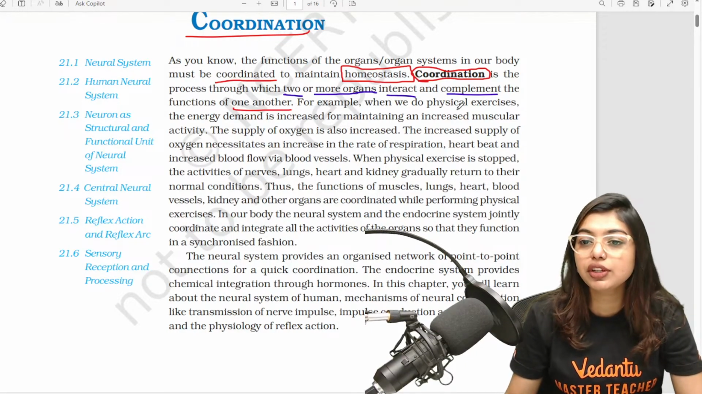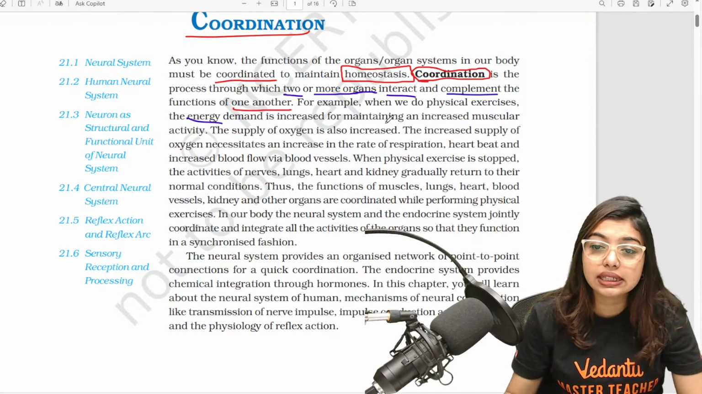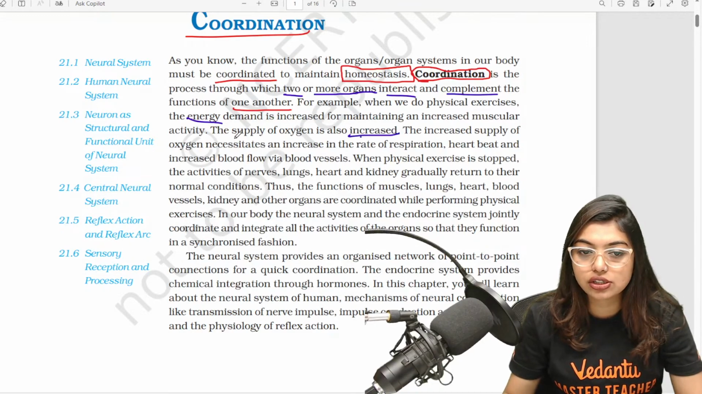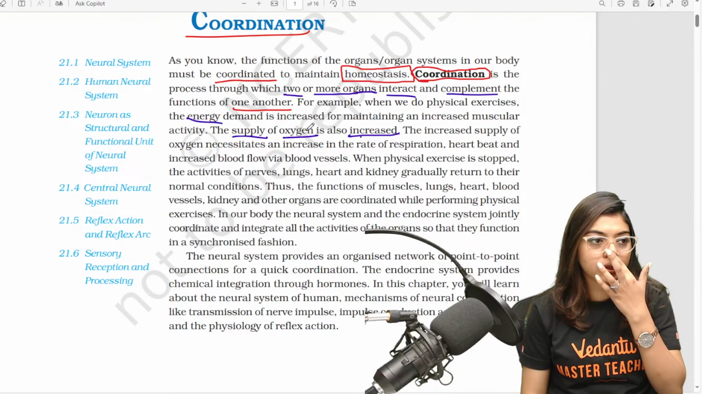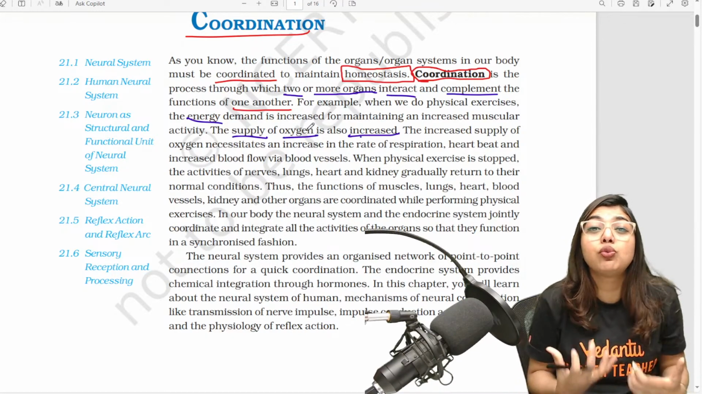For example, when we do physical exercise, the energy demand is increased for maintaining an increased muscular activity. The supply of oxygen is also increased. Yes or no, students? When you're doing exercise, let's say when you're running a marathon, or when you're running on a treadmill, you actually lack oxygen at that time, so you will want more oxygen.